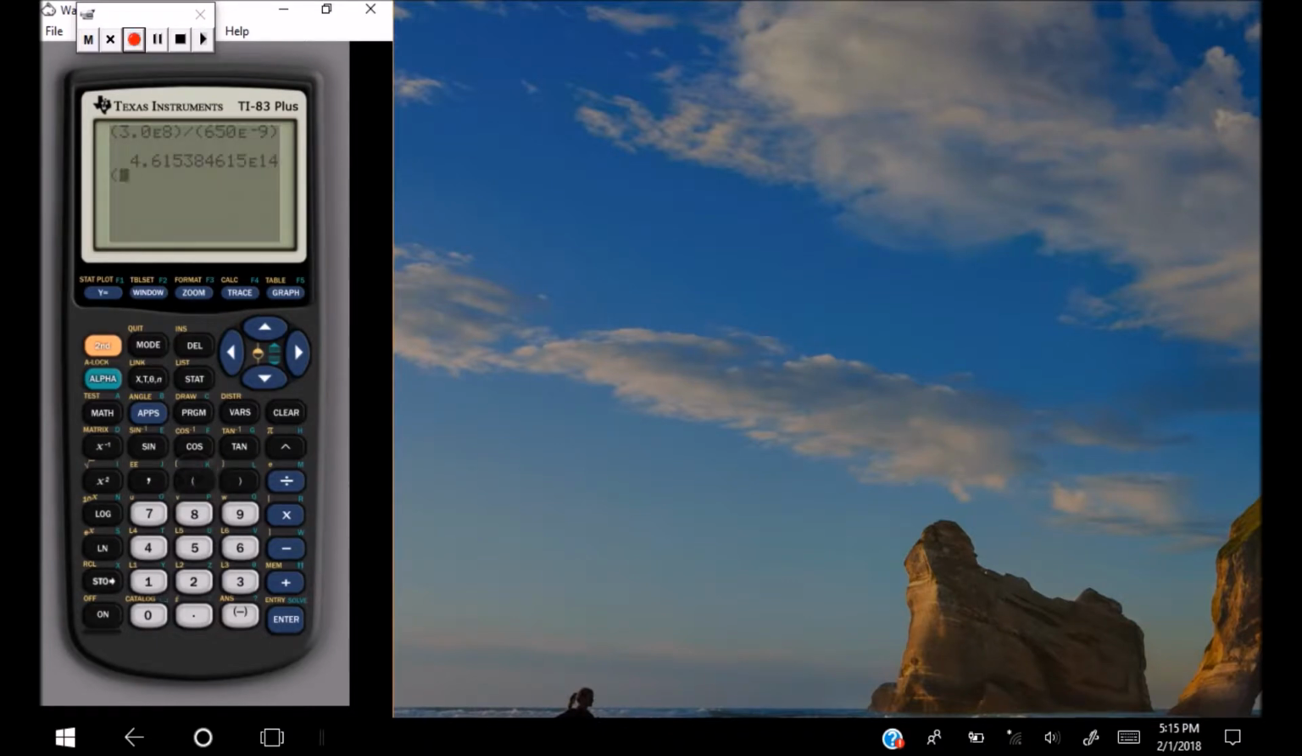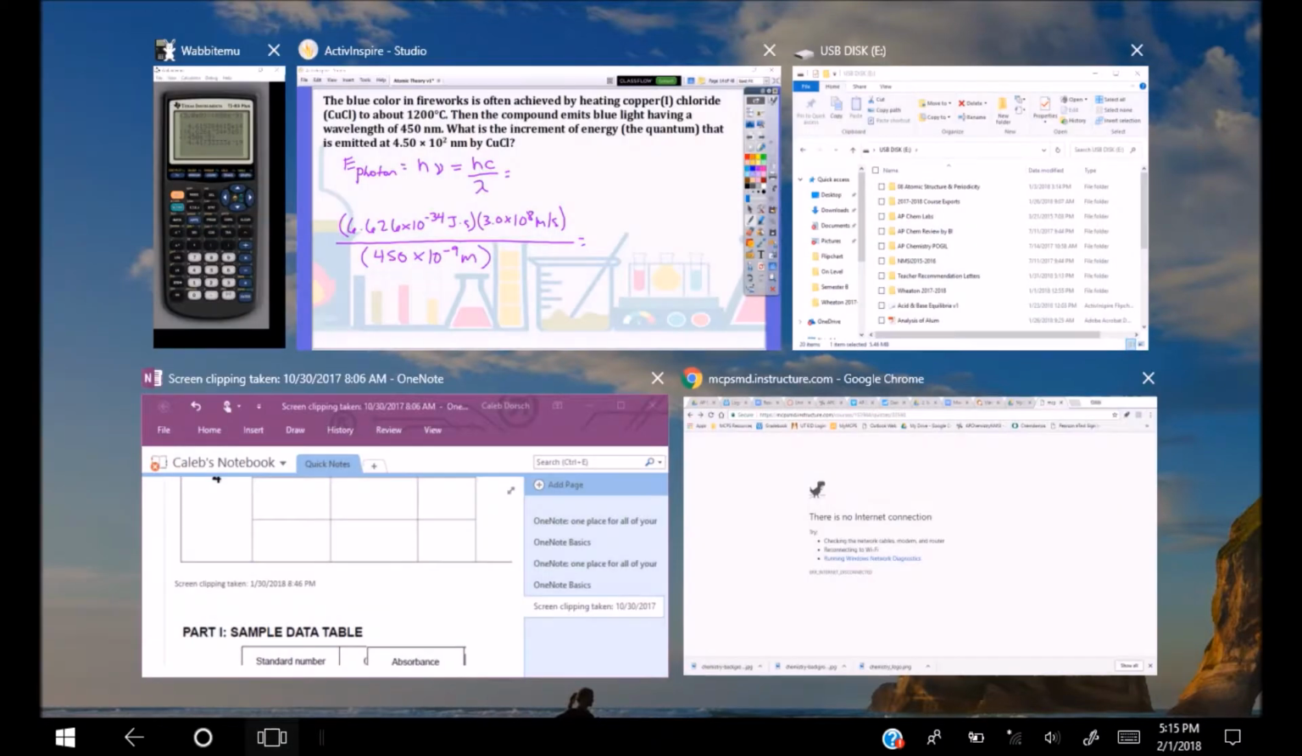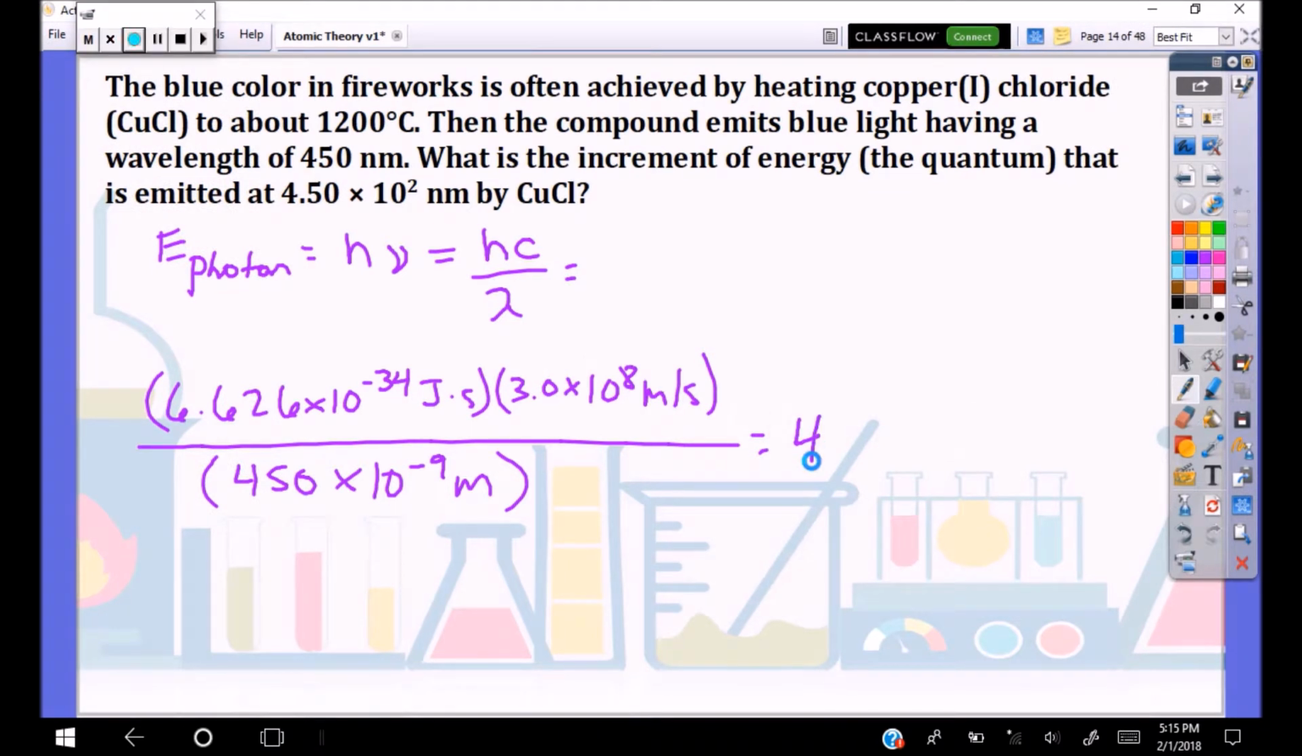So in parentheses on my top, 6.626 e to the negative 34th times 3 e to the 8th, close parentheses, divided by 450 e to the negative 9th. Boom. 4.4, I think they gave us 3 sig figs, 4.42 times 10 to the negative 19th joules. All right. So that is how much energy is emitted per photon.